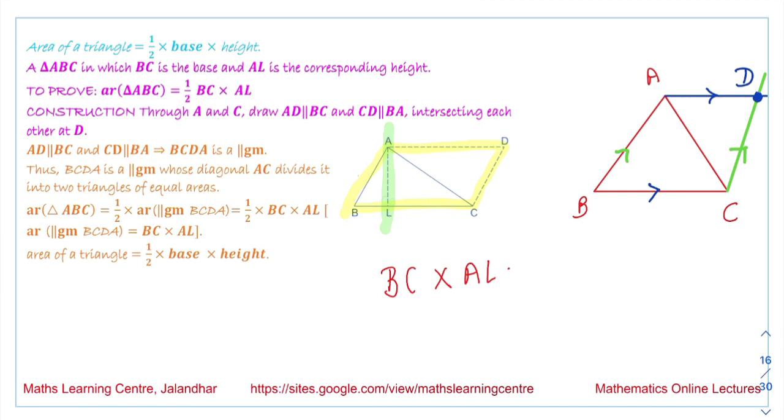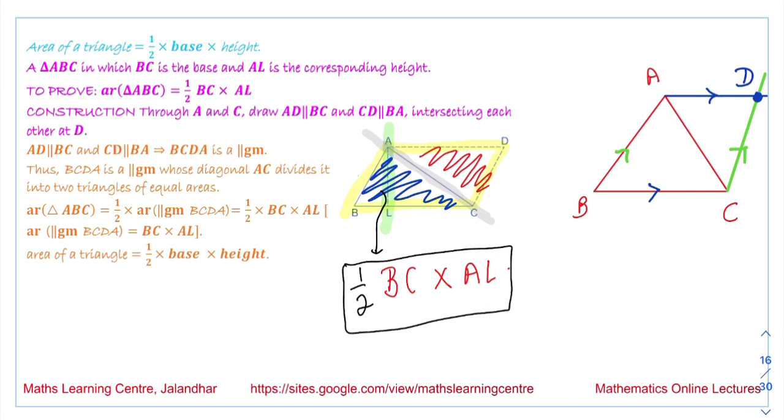Now this AC will be the diagonal for this parallelogram. If this is the diagonal, what we get is that the area of this triangle and the area of this triangle, both these triangles, are equal. It means the area of this triangle is half of BC into AL, and this is what we have to prove, that the area of a triangle is half base into height.